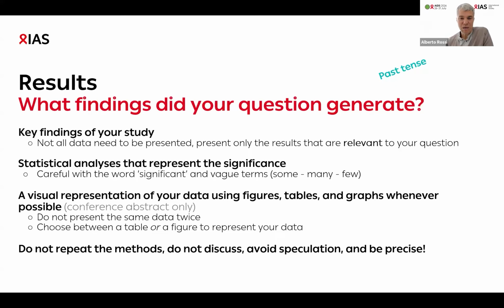So it's important, if you can include any of these, that you don't duplicate the data. So don't put them in the narrative and in a figure, because that's just a waste of space. And then you have to select which one you think is best to show your data. Do not repeat the methods. Do not discuss the results. That's for later. Don't speculate. And again, as Anna mentioned before, these are things that you have already done. So you should use the past tense. You found that. It's not that you are still finding results.